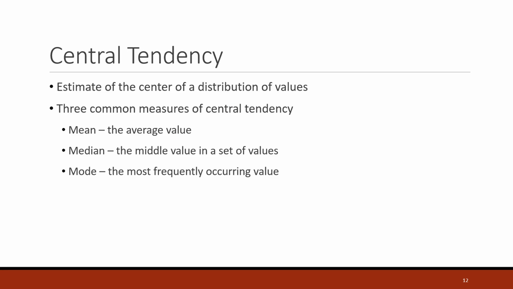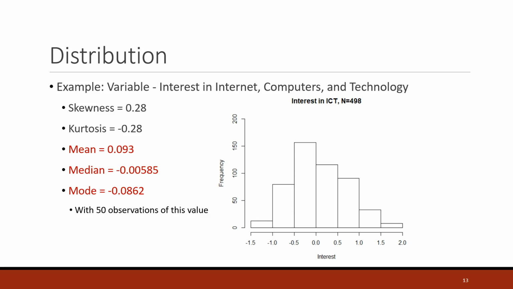Okay, so now that we've taken a look at the distribution of a few different variables, let's talk about central tendency, which are estimates of the center of a distribution of values. So three common measures of central tendency are the mean, so the average value, the median, which is the middle value in a set of values, and then the mode, which is the most frequently occurring value.